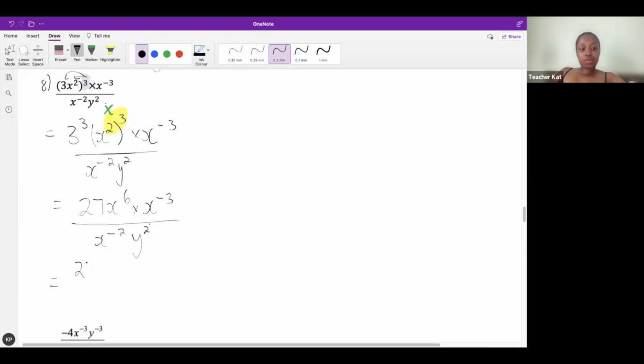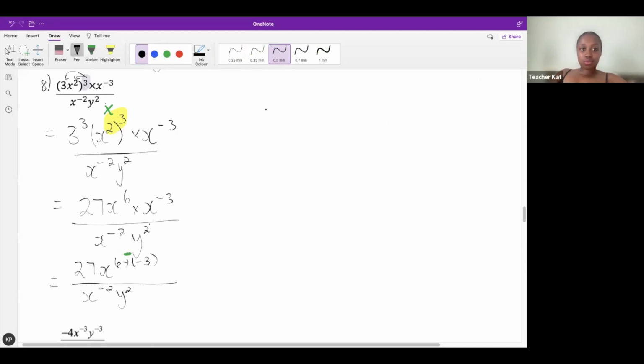Since we are multiplying, I'm going to rewrite this 27 and the x. We are multiplying, so we're going to do what with those exponents? Add. So it's going to be 6 plus negative 3. That positive negative is going to make a what? A negative. Okay, so this guy over here is going to be a negative.